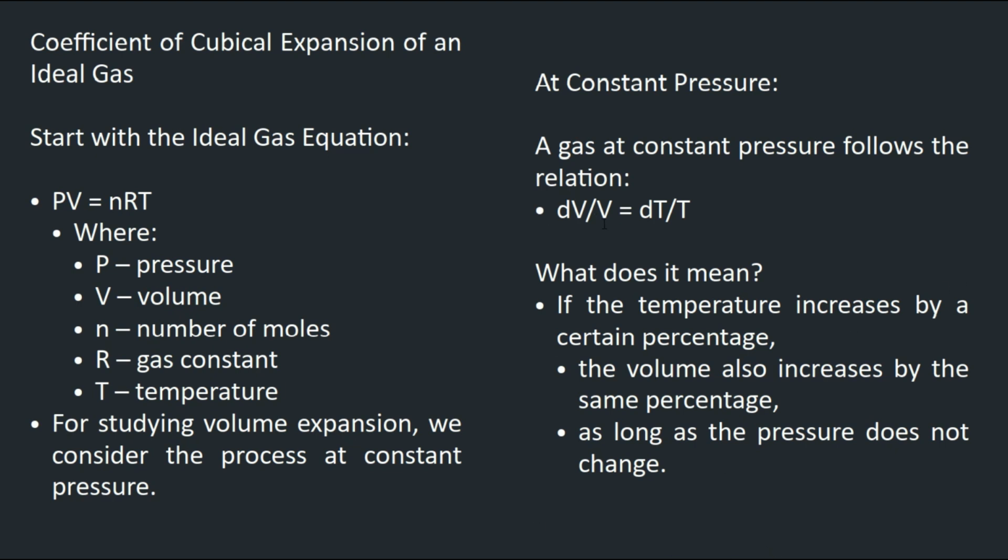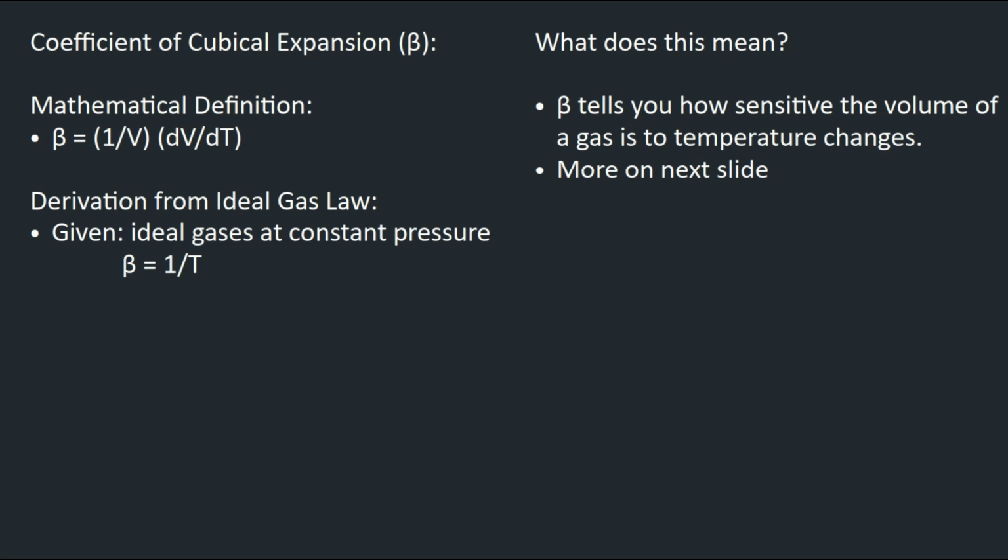First we have dV by V is equal to dT by T. It's common sense: when I increase the temperature, the rate at which I'm increasing it, the volume also increases at the same rate. Next, we looked at something called the coefficient of cubical expansion. This is a constant. For an ideal gas, we have beta is equal to 1 by T.